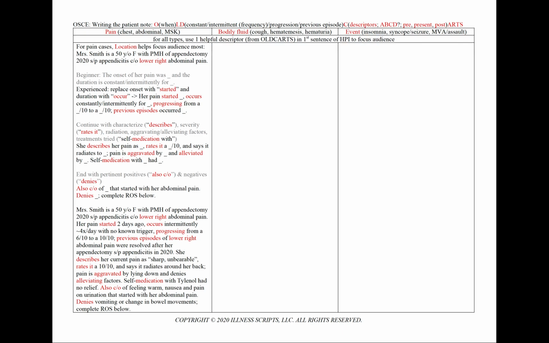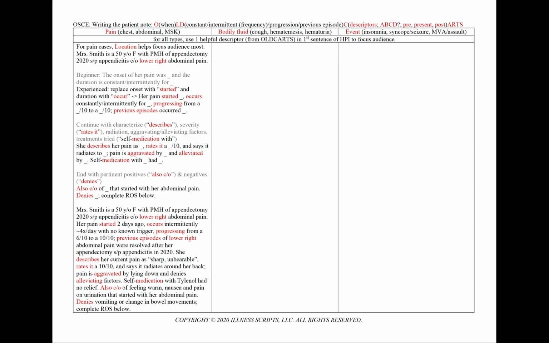For example, Mrs. Smith is a 50-year-old female with a past medical history of an appendectomy in 2020, status post appendicitis, complaining of lower right abdominal pain. The lower right is the location, it's the most key or high yield from any of the OLD CARTS or SOCRATES mnemonic, and it right away helps focus the audience and gets them thinking lower right, maybe appendix, as we'll see below with the different pathologies.